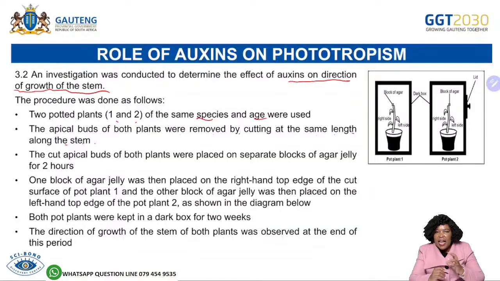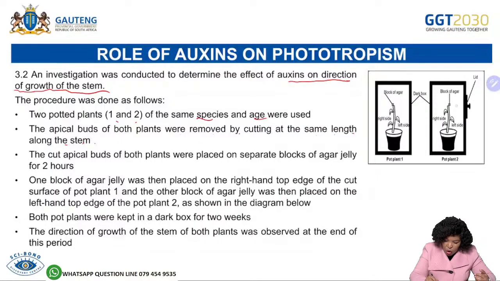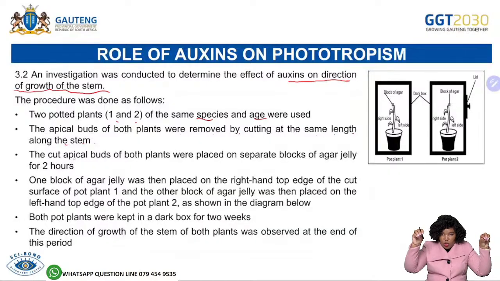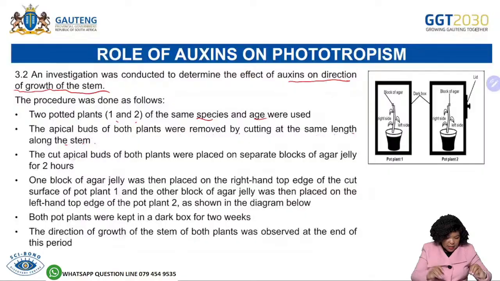So when you look at the diagrams, you need to be able to interpret the diagram. Sometimes they can show you light from the right or from the left. You need to be able to interpret and apply your knowledge. So you see here, it was cut on pot plant 1, and on pot plant 2 also it was cut, right? The cut apical buds of both plants were placed on separate blocks of agar jelly for 2 hours, meaning those 2 cut stems were put on separate agar jellies, right?